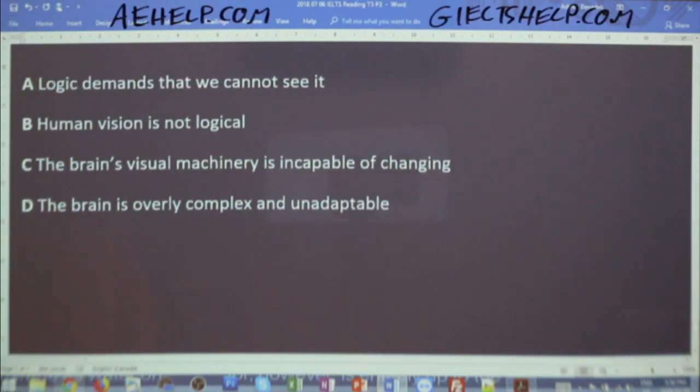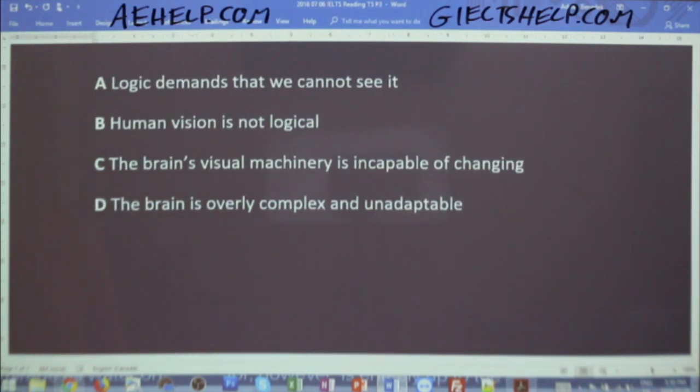A, logic demands that we cannot see it. B, human vision is not logical. C, the brain's visual machinery is incapable of changing. D, the brain is overly complex and unadaptable. So which one is the closest to this answer?